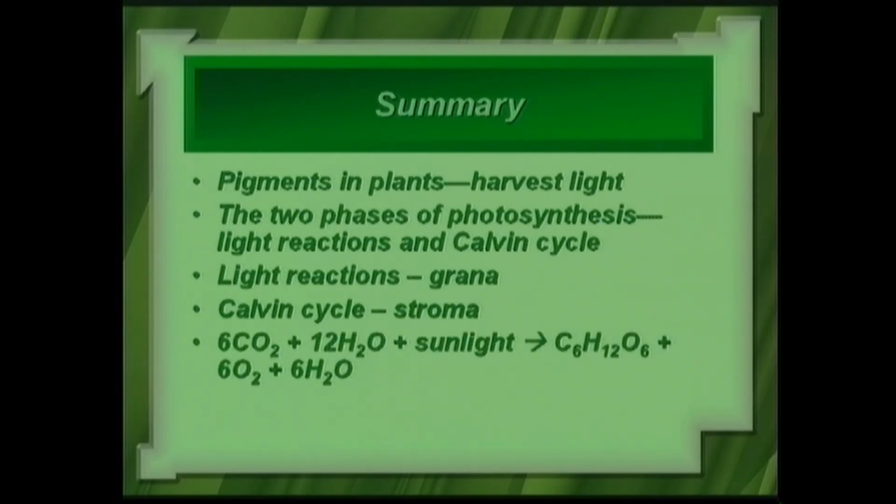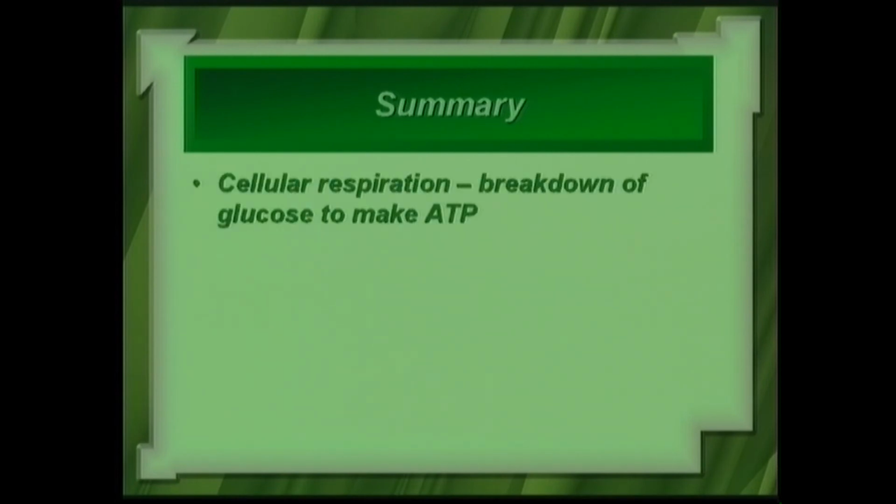And we also talked about the overall balanced chemical reaction for photosynthesis: 6 carbon dioxides plus 12 water molecules plus sunlight, and you end up with glucose, C6H12O6, plus 6 molecules of oxygen gas, O2, plus 6 molecules of water, 6H2O. We also talked a little bit about so-called C4 photosynthesis, and CAM photosynthesis.